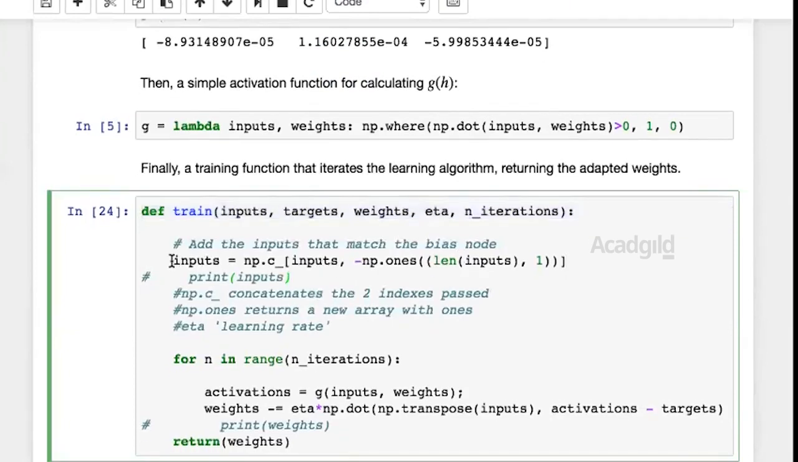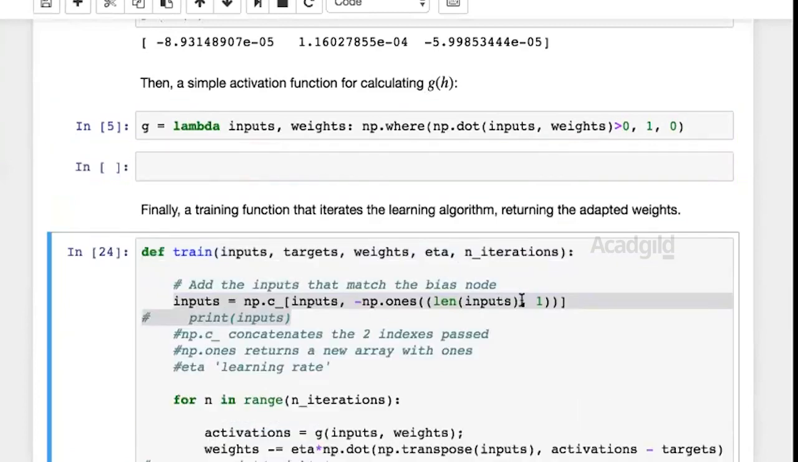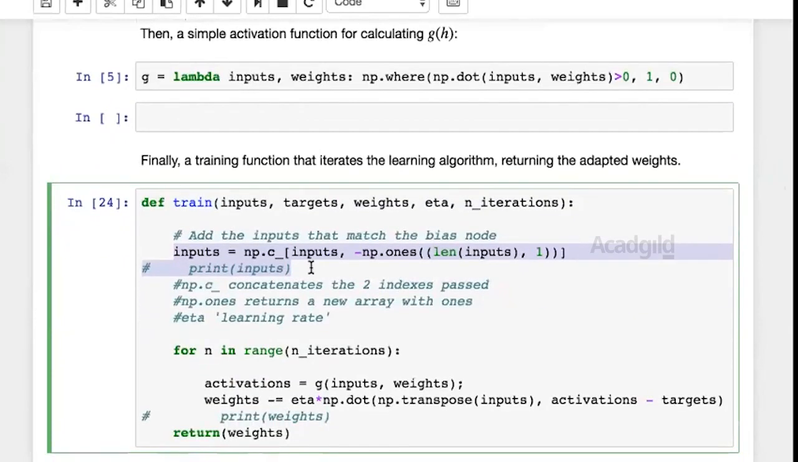So the first step in this function is inputs. I write inputs equals np.c_ of inputs and minus np.ones of len inputs, 1. So what is np.ones of len inputs, 1? I create an array of ones, and then I just concatenate inputs with that. That's what this function does, and I put it back on inputs.